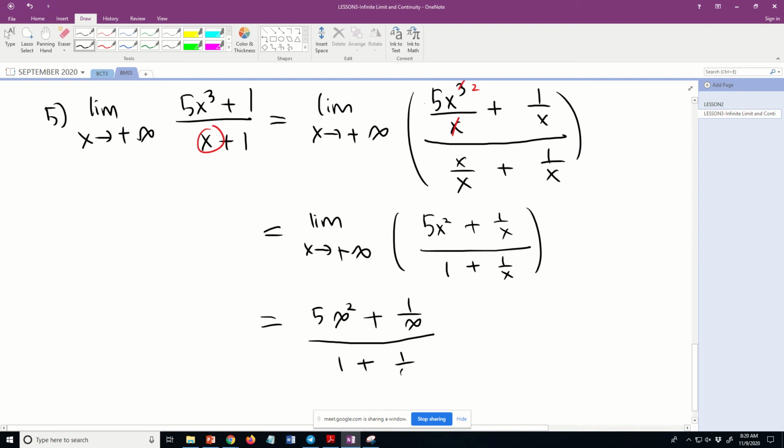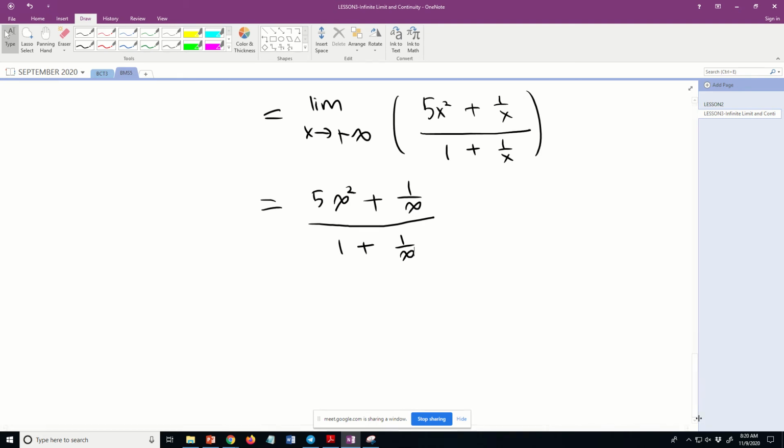plus 1 over infinity. Okay, now this again, see, I don't write any more limit. Because of what? Because I already substitute the limit inside. So when I do substitution, there is no more limit. So once I check the values, then I go for the last answer.